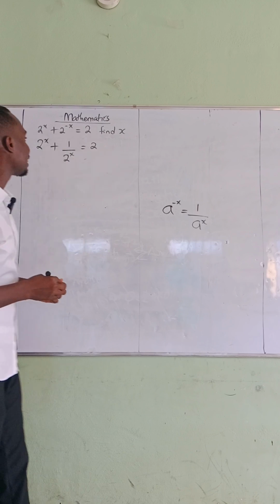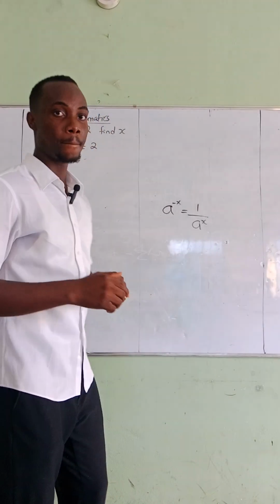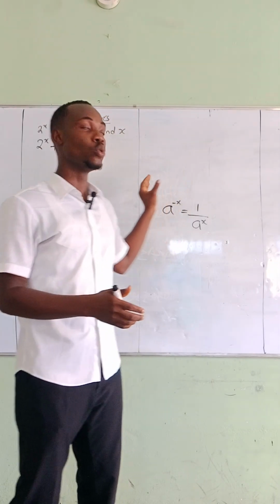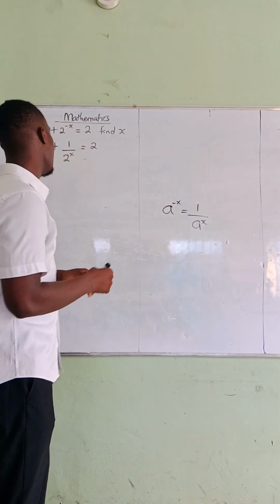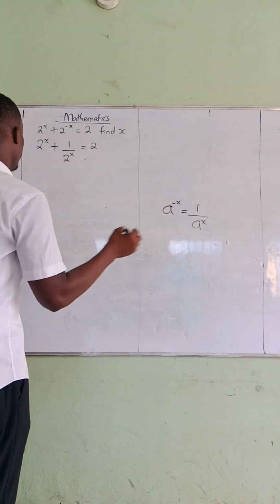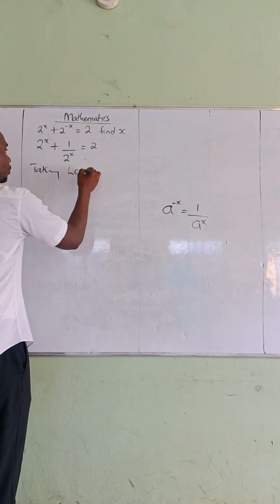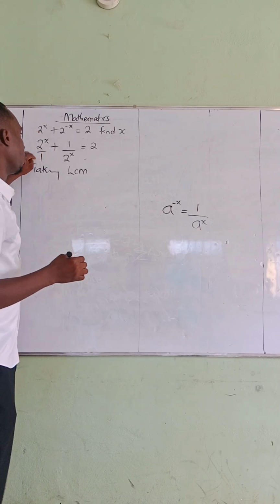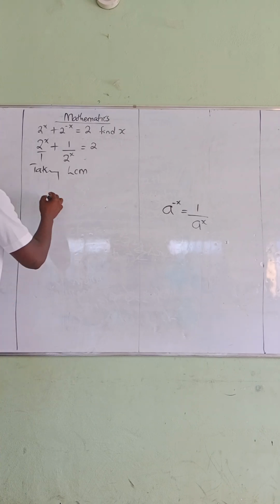Now, at this point, we can take the LCM, or we can multiply through by 2 raised to the power of x. Let's take the LCM of this. So, taking the LCM, the LCM of 2 raised to the power of x all over 1 plus 1 all over 2 raised to the power of x is 2 raised to the power of x.